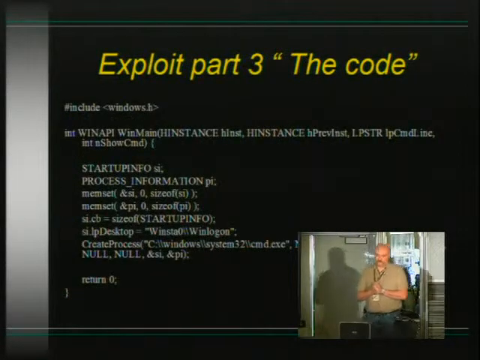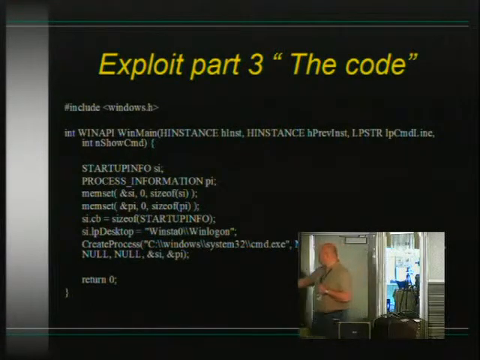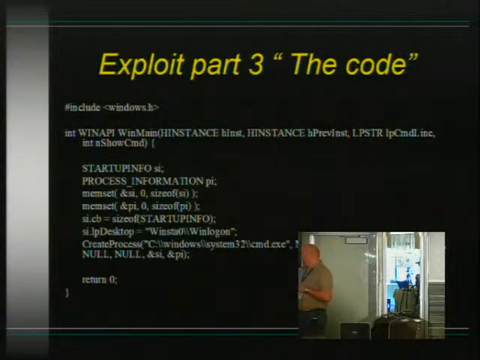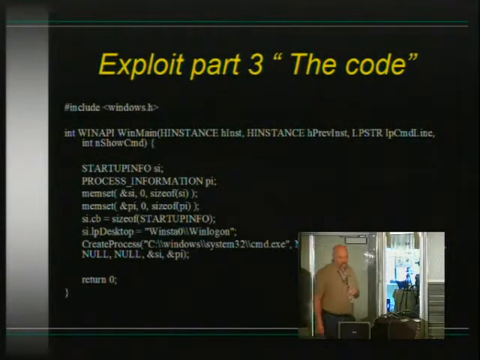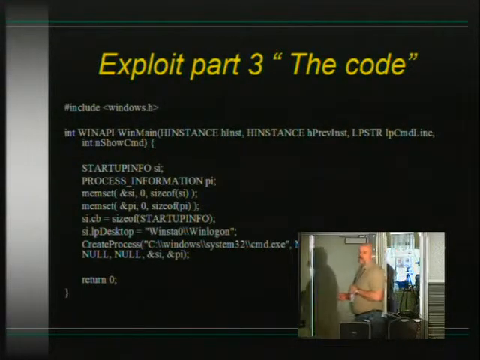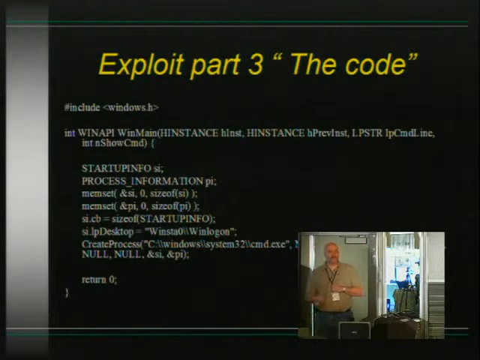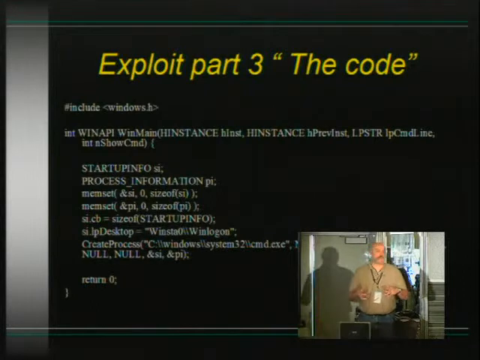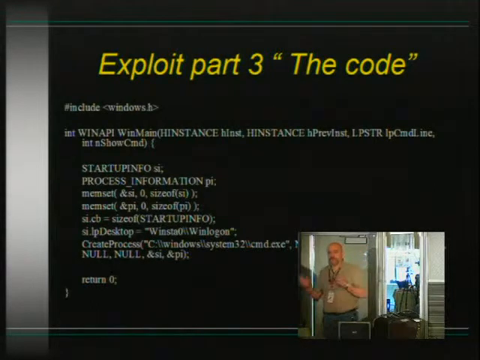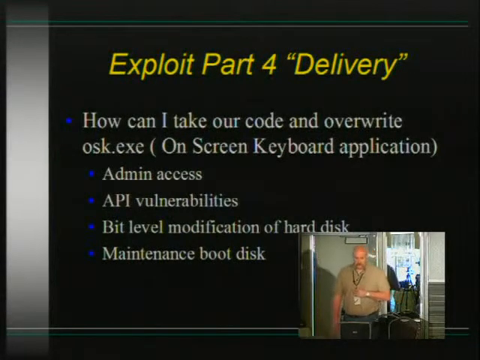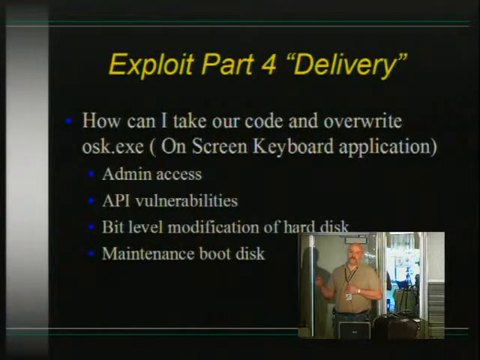As you can see in the code, basically we're defining the desktop as WinSta0 WinLogon, and then we're running the process cmd.exe. So basically, if we take this program, compile it up, replace the osk.exe on the system, we can come to a box, press Windows U, bring it up, go osk, and get a command prompt on the box without ever logging on. So we come to the final part of this.